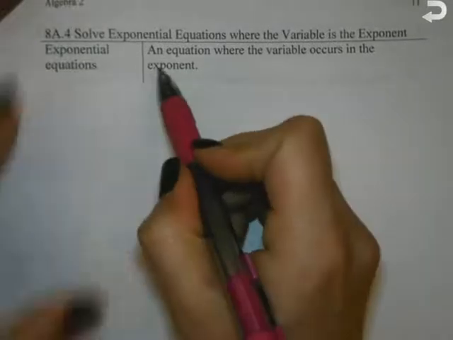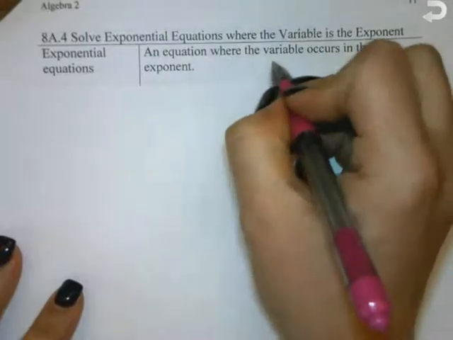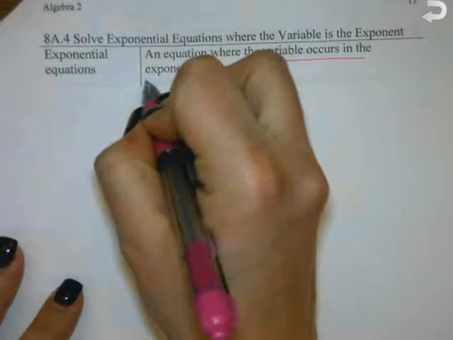Okay, 8.4, we are going to solve exponential equations with the variable in the exponent. So I want to give you guys a couple of definitions first. First definition is an exponential equation. An exponential equation is an equation where the variable occurs in the exponent. So it's what we've been graphing so far, like 3 to the power of x, okay?